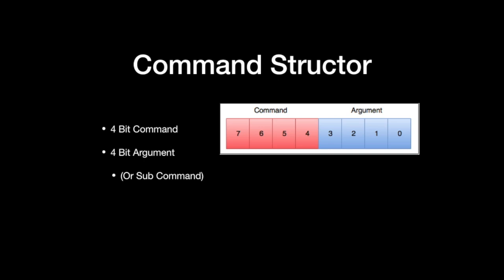As an example, the command could be read analog with the argument channel 1 and channel 3. The Quiet board would then respond with the analog value of channel 1 and 3.